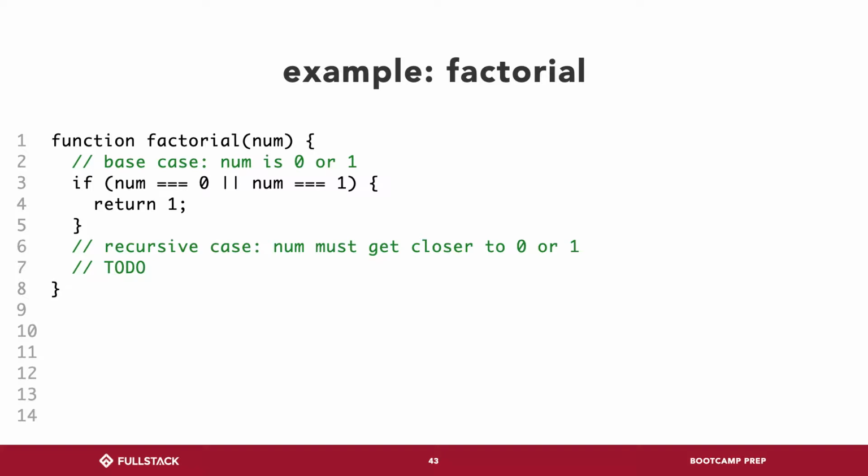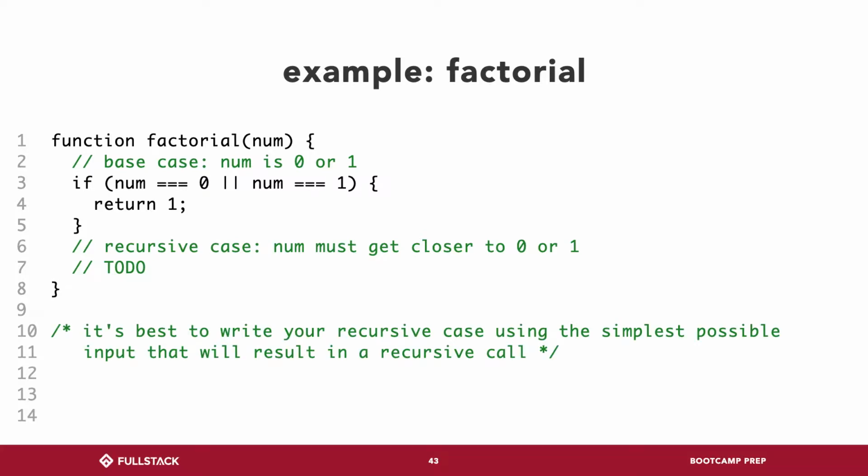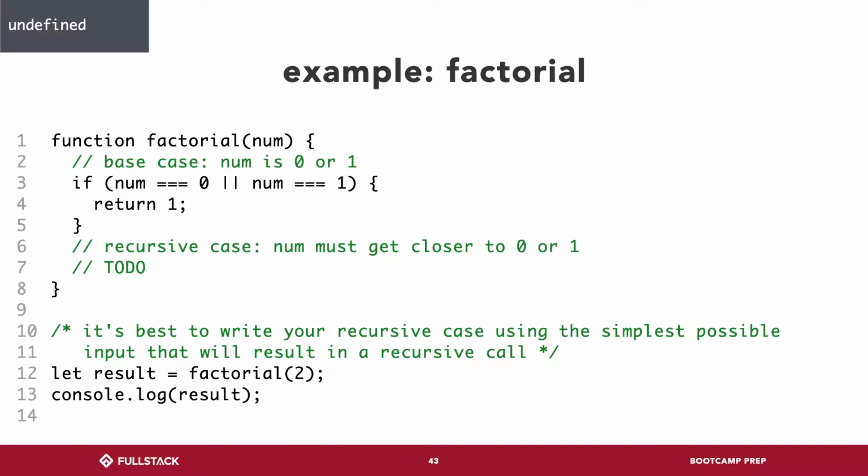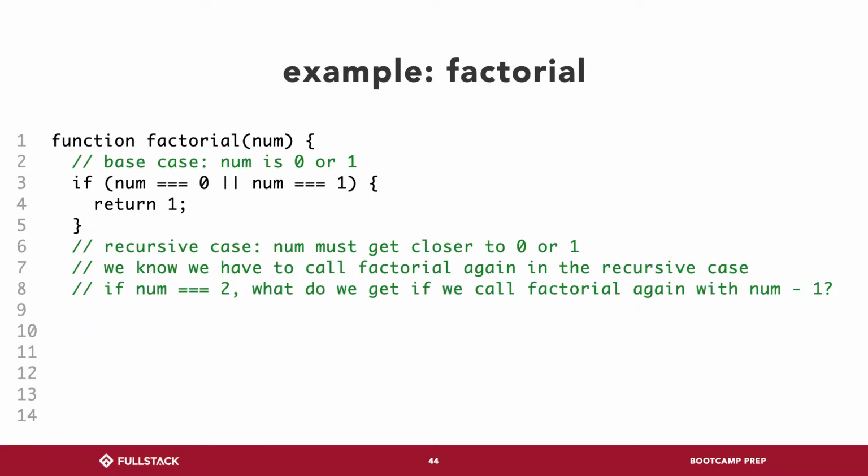So here we have the same thing we had before, right? If num is equal to 0 or if num is equal to 1, we return 1. So the num must get closer to 0 or 1. It's best to write your recursive case using the simplest possible input that will result in a recursive call. So let's do let result of factorial 2. We get undefined for now, right? Because if 2 goes in here, nothing happens. So undefined is returned.